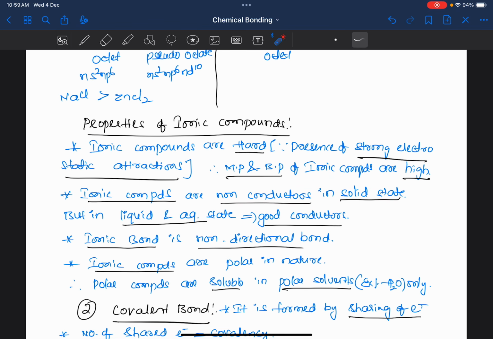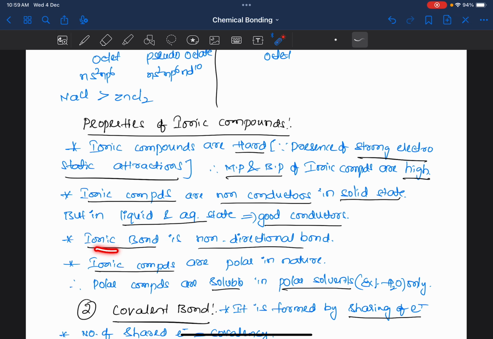But they act as good conductors in liquid and aqueous state. Why? The reason is the movement of ions. These are not closely attracted with each other, so movement of ions takes place. Therefore, these substances in liquid and aqueous state act as good conductors. See here, the reasons are important.